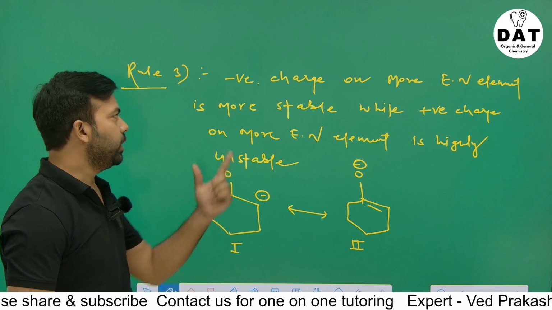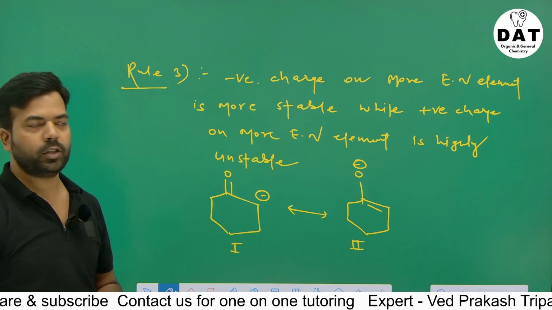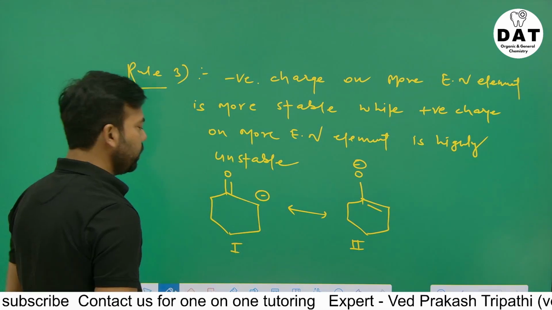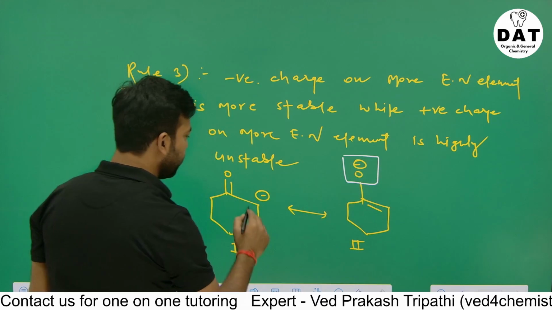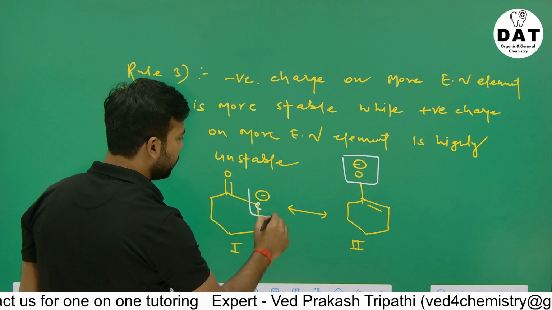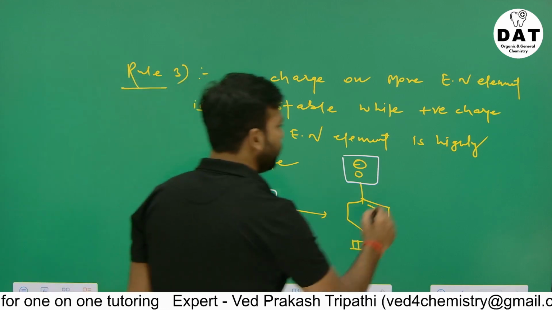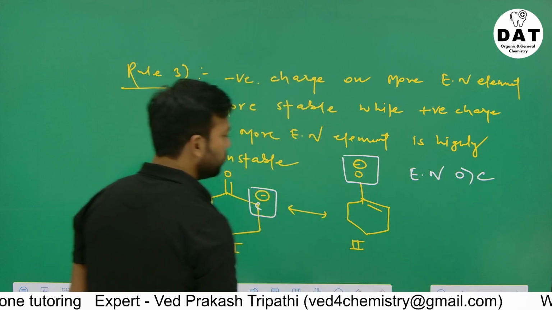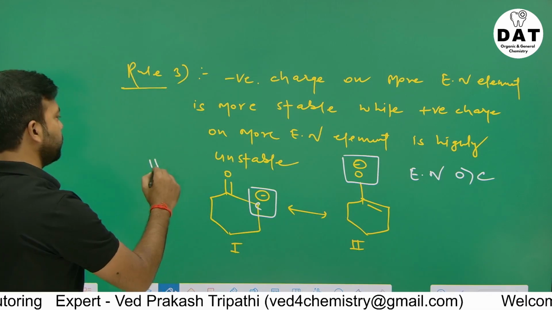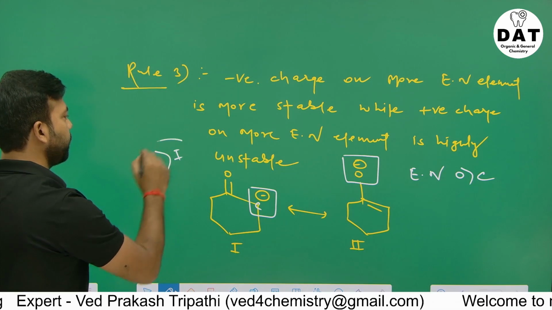Rule 3 is what? Negative on more electronegative is more stable. So look at the negative charge positioning. Here negative on oxygen and here negative on carbon. Clear? And we all knew electronegativity of oxygen is greater than carbon. So second is more stable than first. Clear?